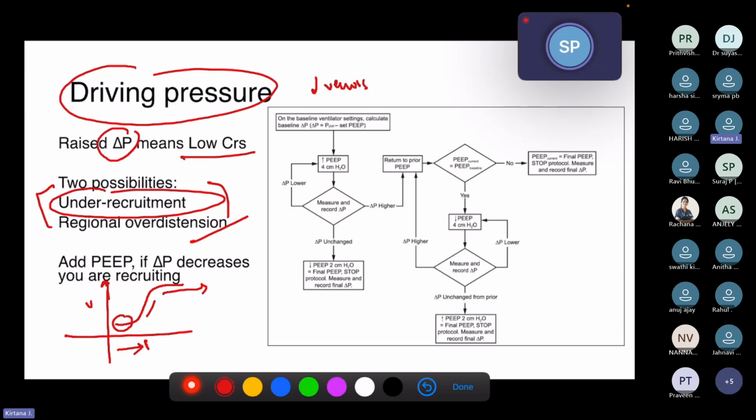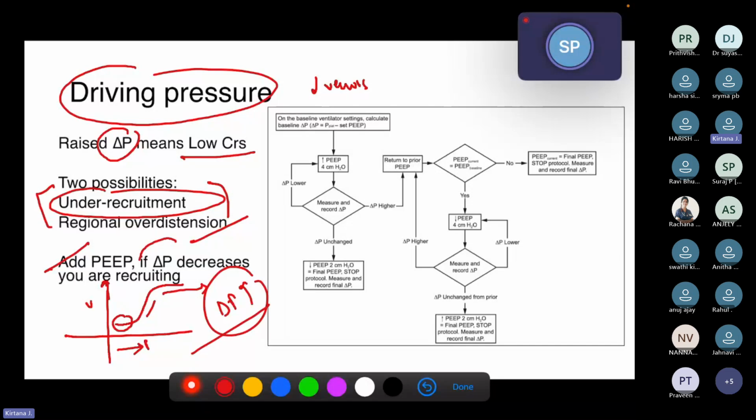So if what we are trying to do is recruit the lung, if you add PEEP and your driving pressure decreases, that is the compliance increases, this means that you're actually recruiting new lung, and this is going to benefit your patients, and therefore you should try to increase PEEP. But if you increase PEEP and your driving pressure actually increases, this means you're just over distending the lung and you're reducing the compliance, and this high PEEP is not going to benefit your patients. So the driving pressure is an easy technique to set your optimal PEEP.